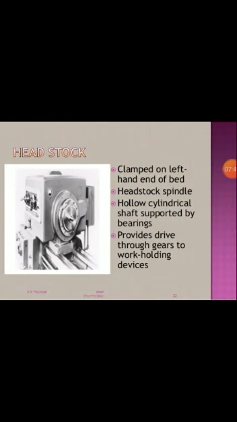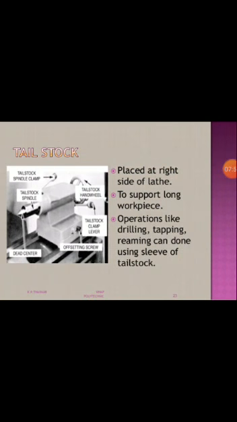Headstock: clamped on the left hand end of the bed. Headstock spindle is a hollow cylindrical shaft supported by bearings, which provides drive through gears to the work holding device. Tailstock: placed at the right side of the lathe to support long workpieces. Operations like drilling, tapping, reaming can be done using the sleeve of the tailstock.